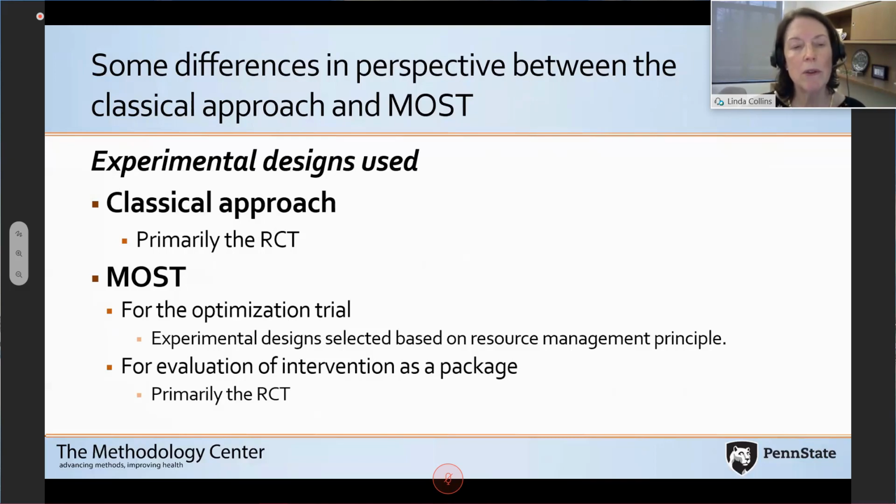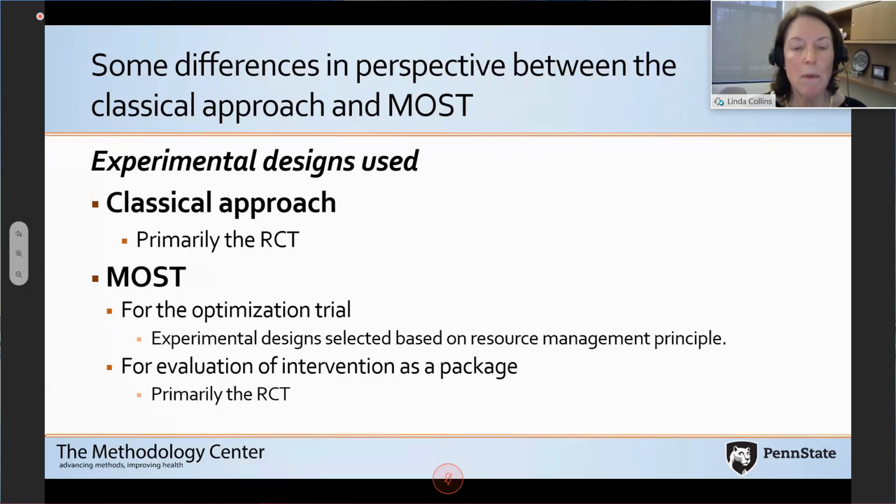The experimental designs used, the classical approach for many years has relied almost exclusively on the RCT to the exclusion of any other kind of experimental design. In MOST, for the optimization trial, you would select an experimental design out of the whole universe of experimental designs based on the resource management principle. And that's a very simple principle that says that the investigator is responsible for selecting experimental designs and experimental procedures that deliver the most scientific information for the available resources.